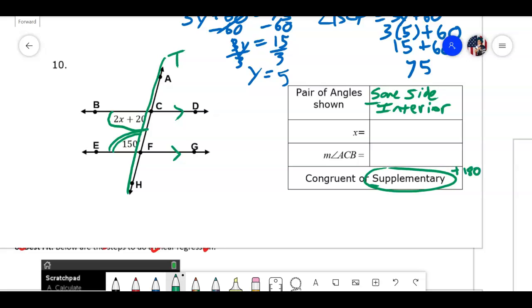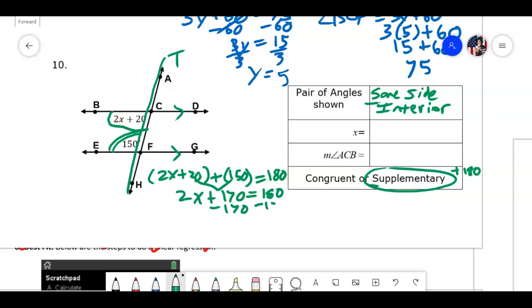Okay, so my equation, 2x plus 20 plus 150 equals 180. Combine like terms. 20 plus 150 is 170. Get rid of the loner, 170. 2x equals 10. Divide by 2. And x equals 5.